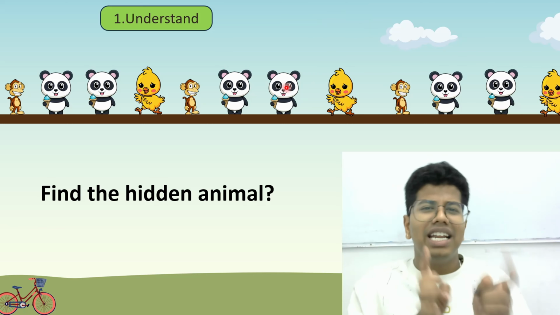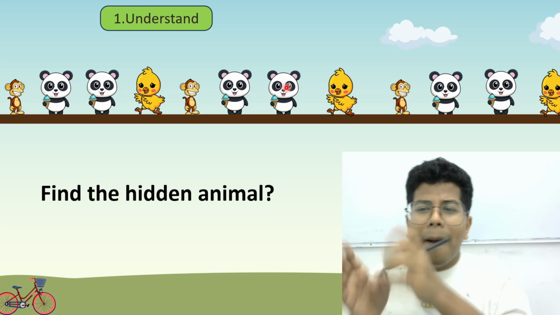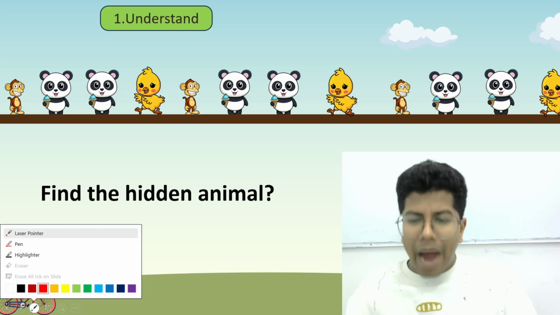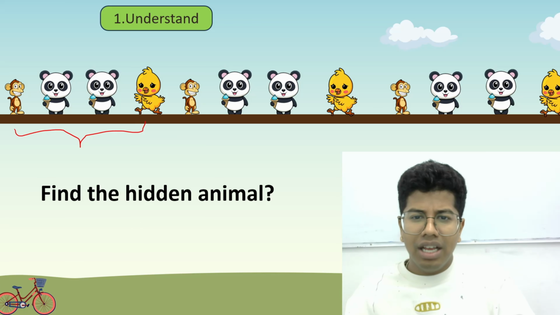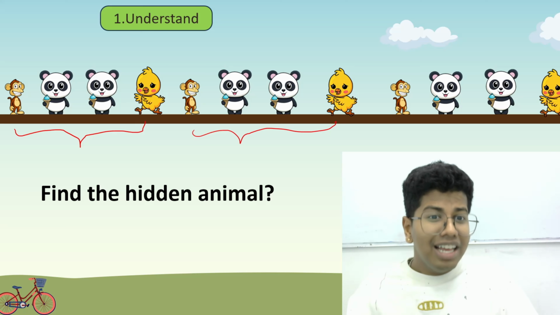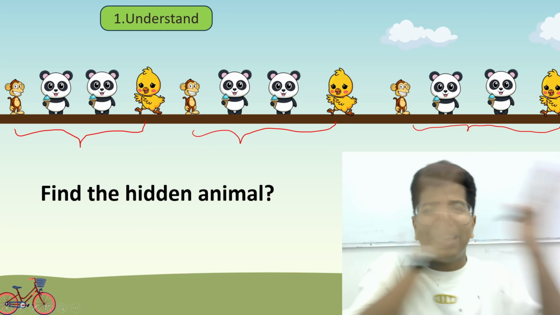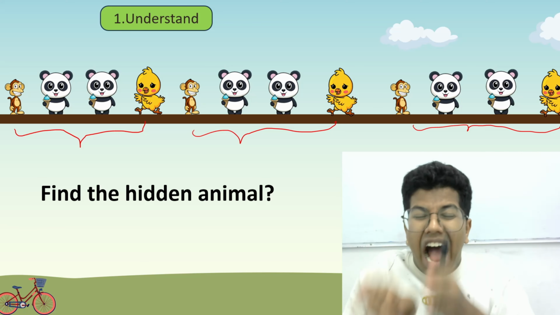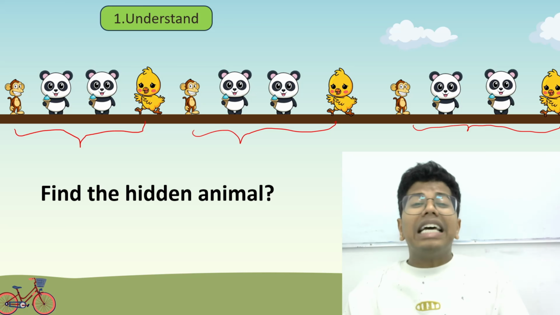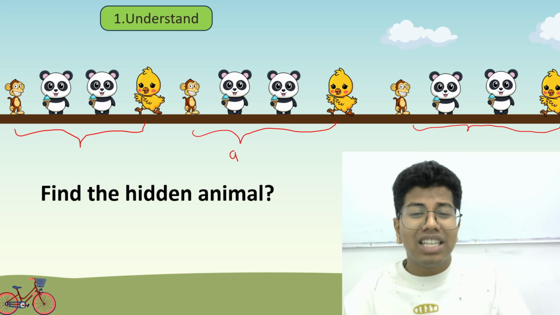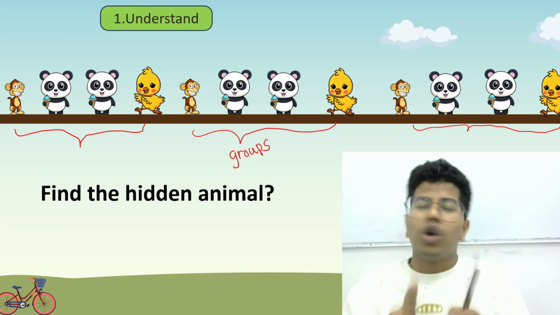So what we can understand is just the same part that is continuous again. Monkey, panda, chicken. It's just the same part, repeating. And when the same part repeats after a while, we call the same repeat part as groups. These are nothing but called as groups.